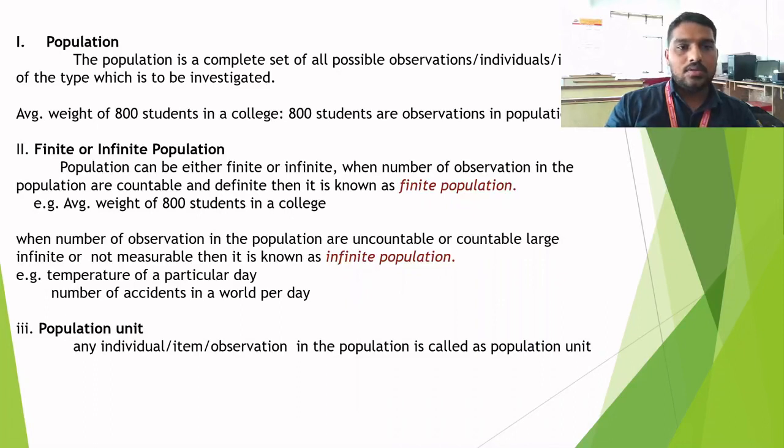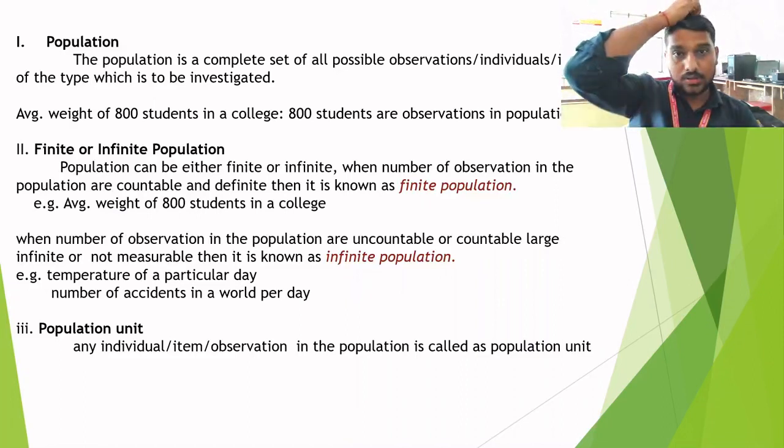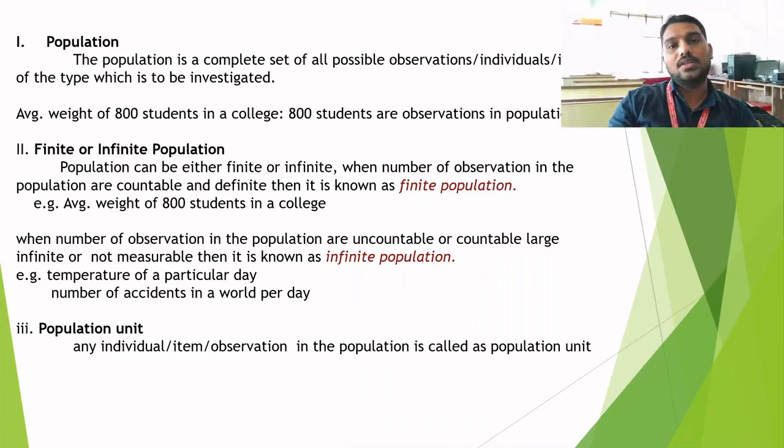So next is population unit. What means population unit? So we can say that the population is a set of observations. So any individual term, individual item, individual observation in the population is called as population unit. For example, if we consider weight of 800 students, so student X has weight 50 kilogram, so it is a population unit in the 800 students.